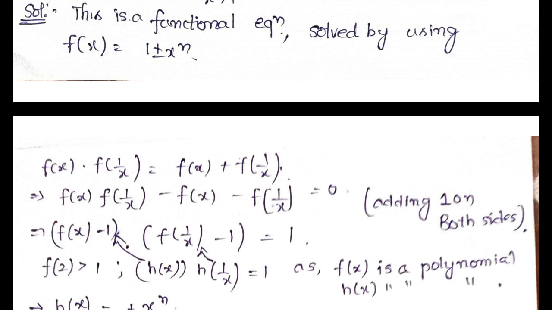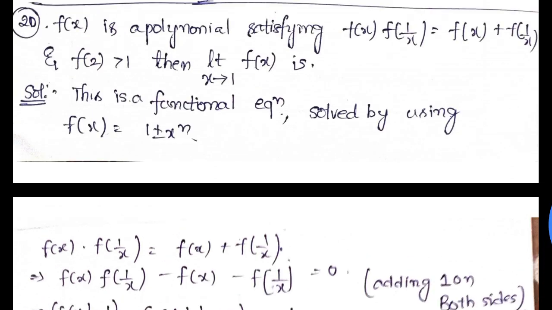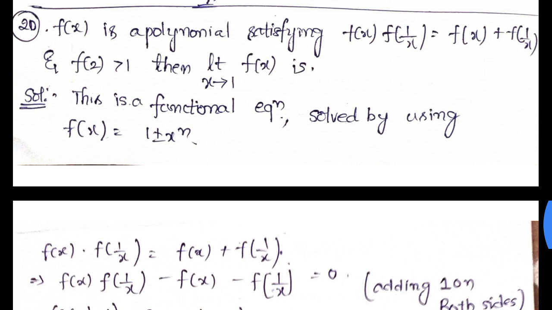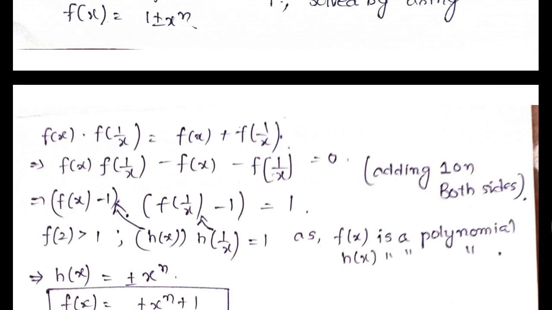Now if we want to derive how we got f of x is equal to 1 plus or minus x power n, here we have derived it for you. Let's focus on this for a while. f of x into f of 1 by x is equal to f of x plus f of 1 by x. That is the given functional equation. Now taking f of x and f of 1 by x to the left hand side and adding 1 on both sides, we get this form. And if you reduce that into factors, that is f of x minus 1 into f of 1 by x minus 1 is equal to 1.